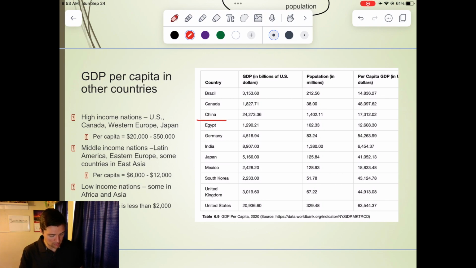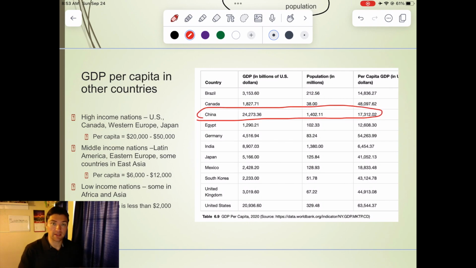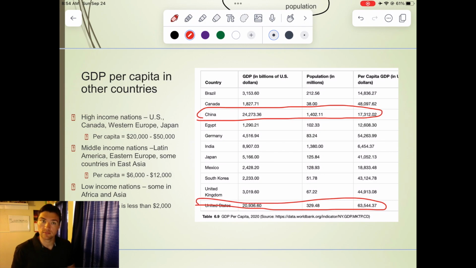So we have China here, okay, and their GDP per capita is $17,000. So that means every person on average in China produces $17,000 worth of goods and services. The United States, on the other hand, has $63,000. Okay, so now on average, the average person is producing $63,000 worth of goods and services. So right there, if we were to just look at this from an income standpoint, right, the United States would be number 1, and then China would be somewhere in the middle.